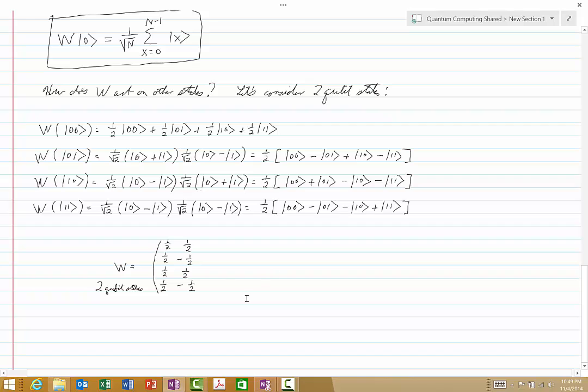The third column, the first 2 entries will be positive 1/2, and the third and fourth entries will be negative 1/2. And then for the last column of W, the first and last entries will be positive 1/2. The second and third entries will be negative 1/2. So we get 1/2, negative 1/2, negative 1/2, and 1/2.